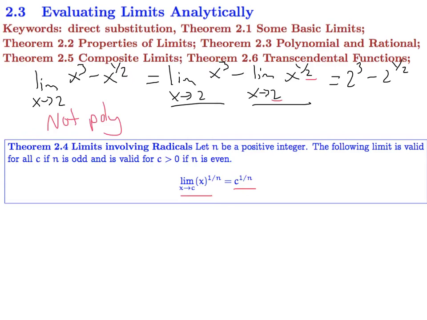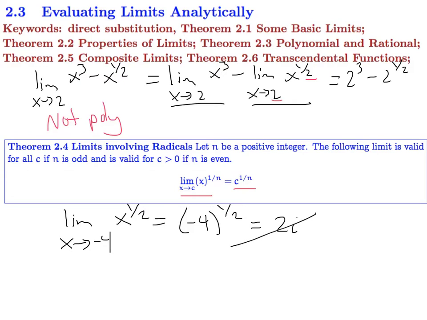But let's look at an example where it won't work. The limit as x approaches negative 4 of x to the 1/2. If we try to substitute in, we're going to need to take the square root of negative 4, which is, what, 2i? That's a complex number. So this limit, we're going to say, does not exist because we can't actually substitute this thing in. It doesn't make sense. We're not going to take square roots of negative numbers in this class.